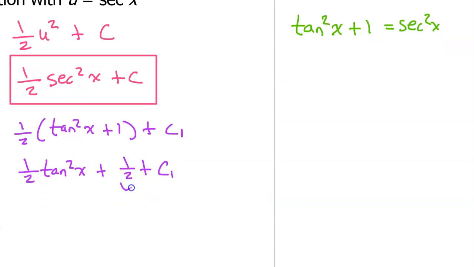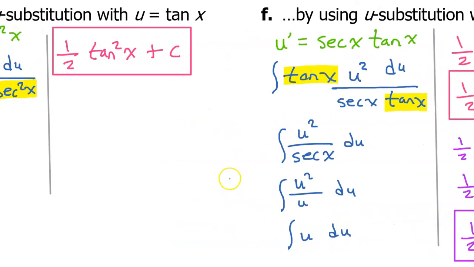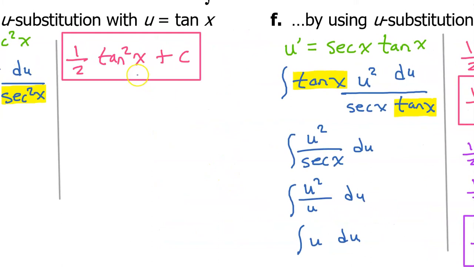But of course, this is just another constant. So I could just write 1/2 tangent squared x plus c. So now we see that these are equivalent. They simply have different values of c. And if we look back, we can see that it does match what we got the first time.